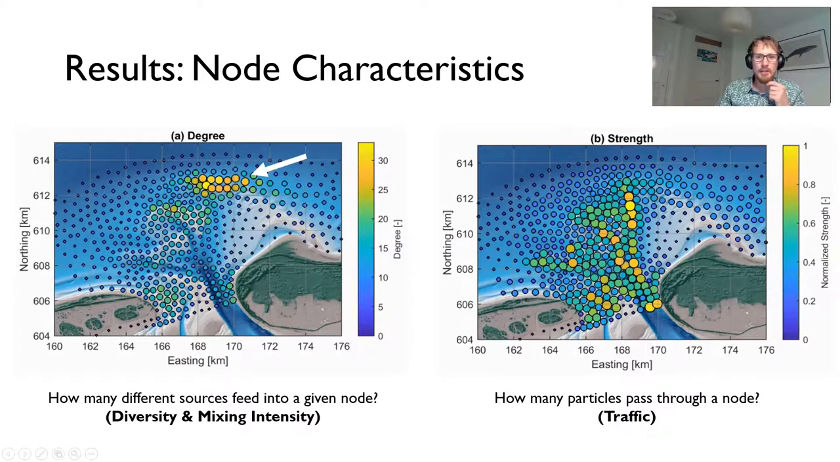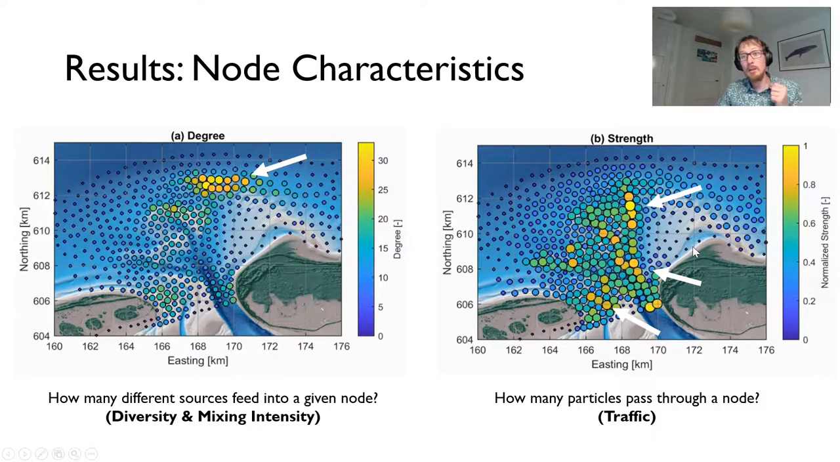Another question we can ask is how many particles pass through a given node? And that's quantified through a metric known as strength. This basically just gives us an indicator of the traffic at a given point. And we can see that all the main channels or this particular shoal complex over here are indeed the sort of busiest locations.